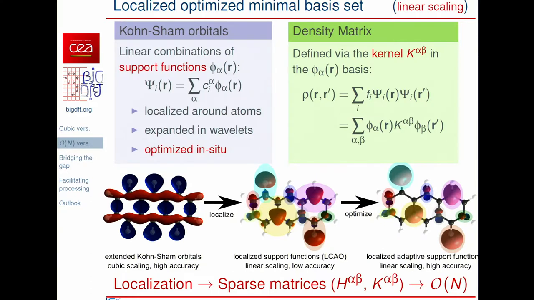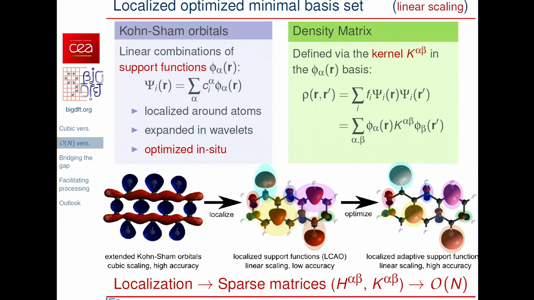So we use our wavelets to express a localized, optimized minimal basis set. The Kohn-Sham orbitals are in the whole system, and then what we decide is that for each atom, we have a radius, and we optimize a minimal basis set for each atom. For instance, for silicon, we can optimize four localized orbitals. These orbitals are expressed on wavelets, okay? And we optimize them in situ during the iterations.